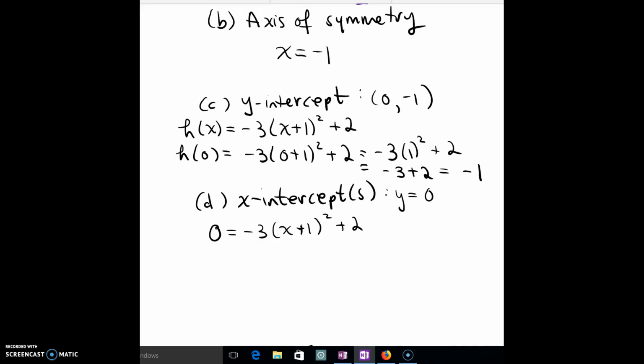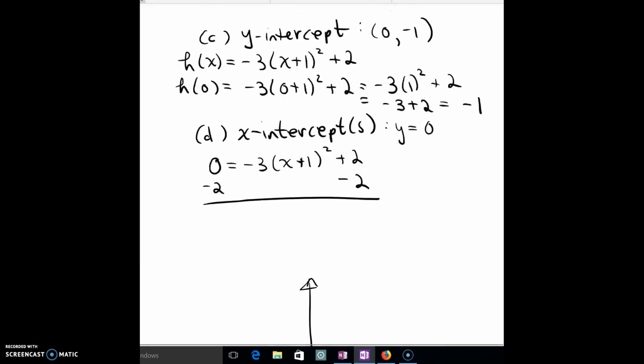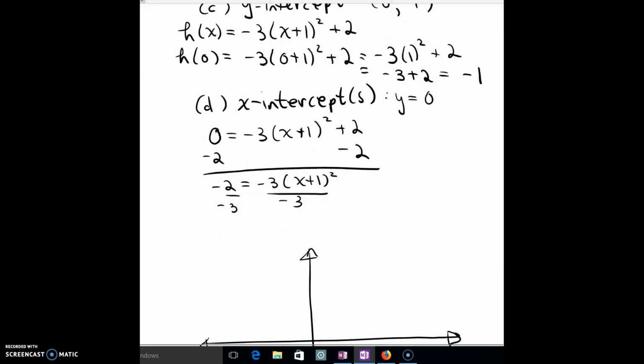So the first thing we're going to do is subtract 2 from both sides of the equation. It's going to help us begin to get x by itself. We have negative 2 is equal to negative 3 times (x plus 1) squared. We want to get that x out of the square term, but first we have to divide both sides by negative 3 because there was a coefficient of negative 3 attached to it. So when we do that, that gives us 2/3 is equal to (x plus 1) squared.